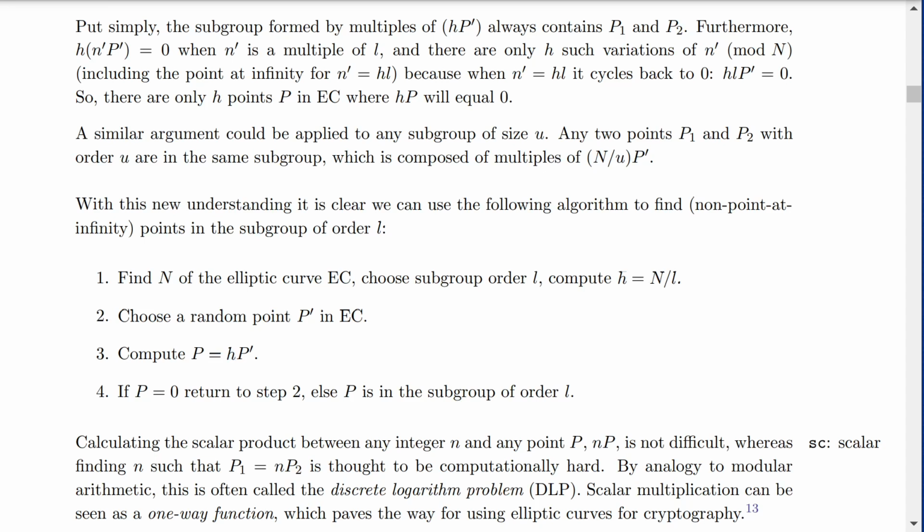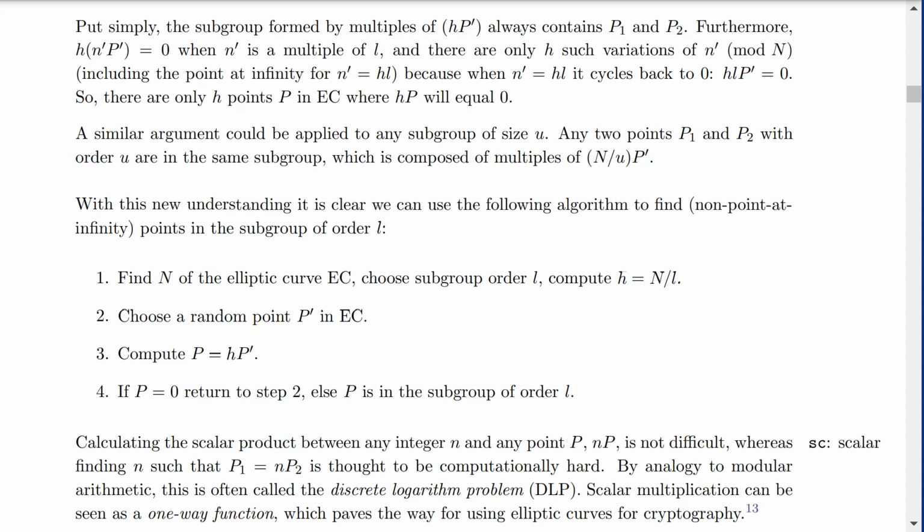And once we've done that, either we will have found a point that is in the subgroup that we're interested in, or we're going to find a point that returns 0, right? In that case, we found one of those point at infinity points, and we just generate another one and go through that process until we get points that are specifically in the subgroup that we're interested in.